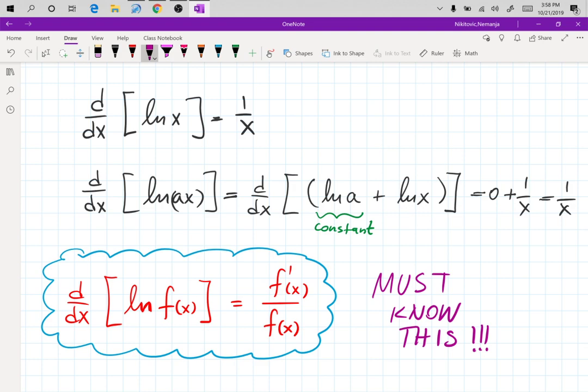So I've been using this formula one way or another for the last 2 or 3 weeks with both of my Calc 2s right now. So a lot of stuff will depend on you knowing this later on.